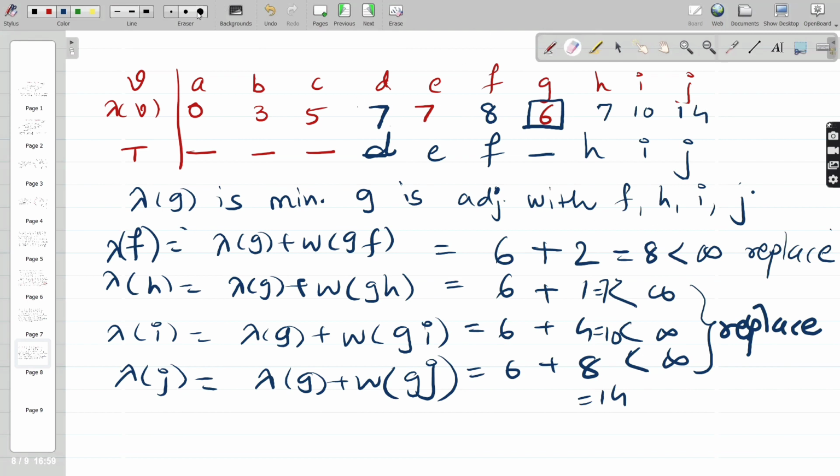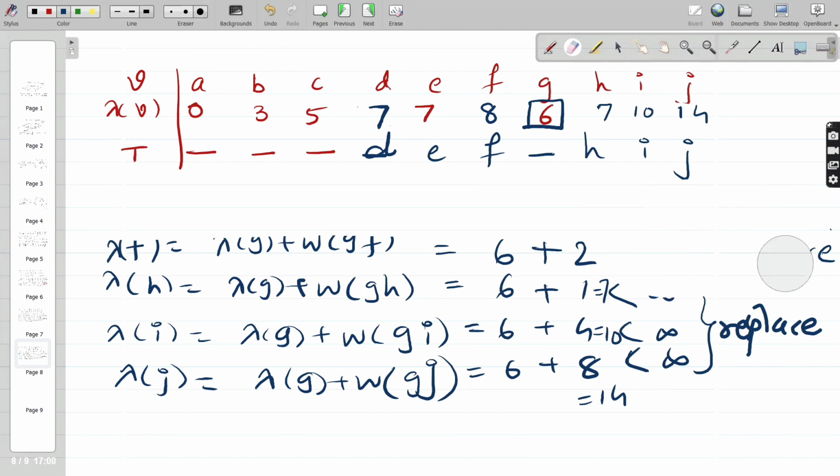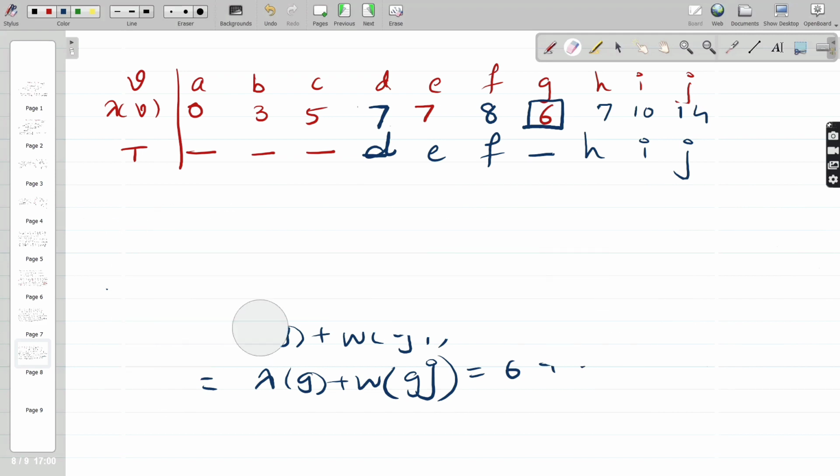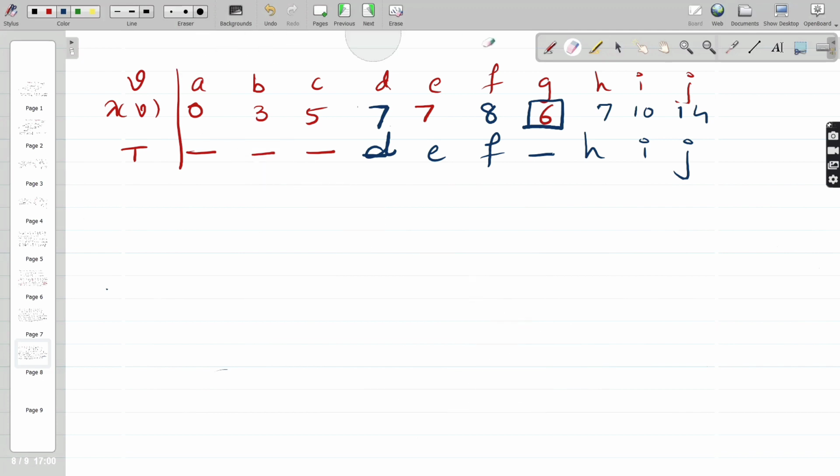Now we have got 7 three times, so there is a tie among lambda values. We can choose any one of them randomly. So let me choose D, the vertex D with minimum lambda value, and then I will erase this. Here we are choosing lambda D to be minimum.